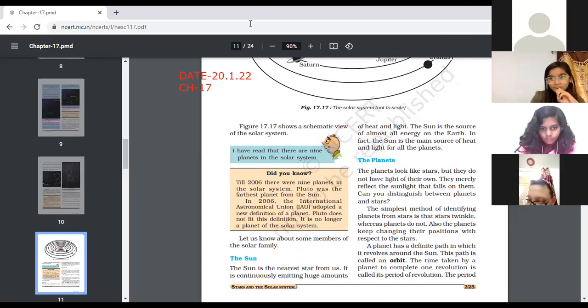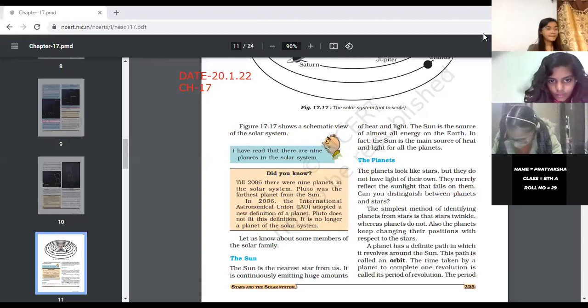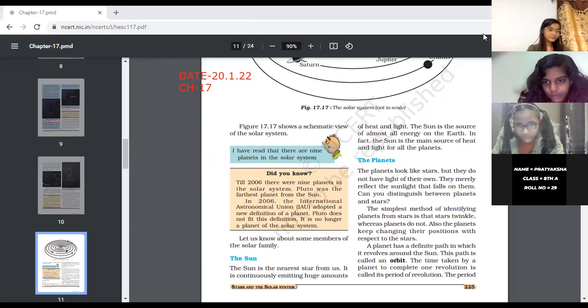Did you know, till 2006, there were 9 planets in the solar system. Pluto was the farthest planet from the sun. In 2006, the International Astronomical Union (IAU) adopted a new definition of a planet. Pluto does not fit this definition. It is no longer a planet of the solar system.